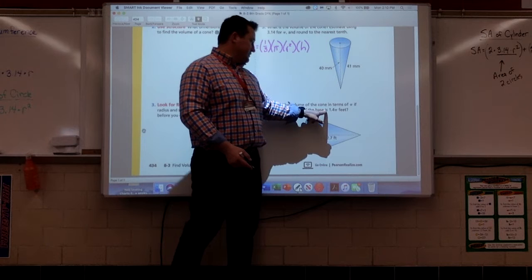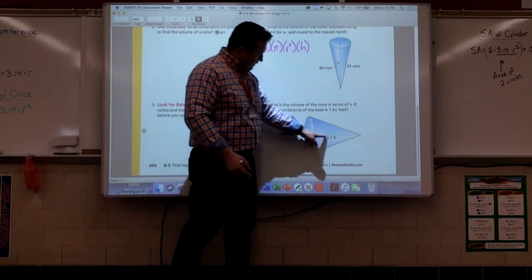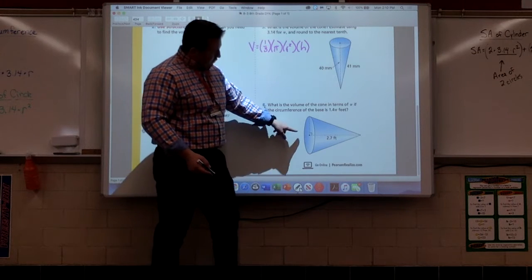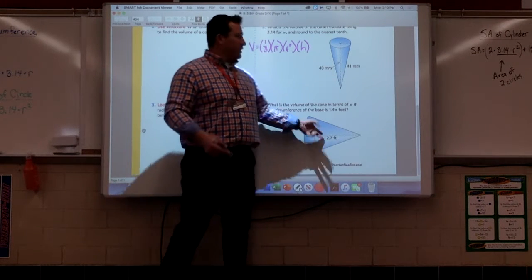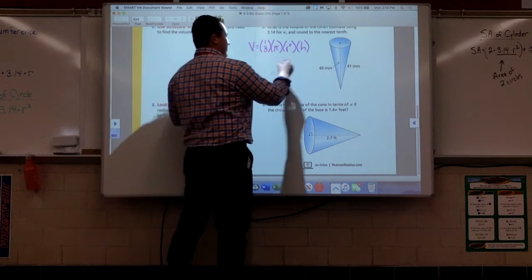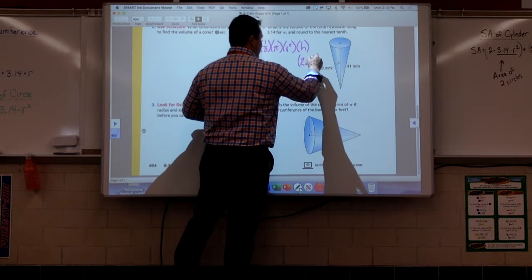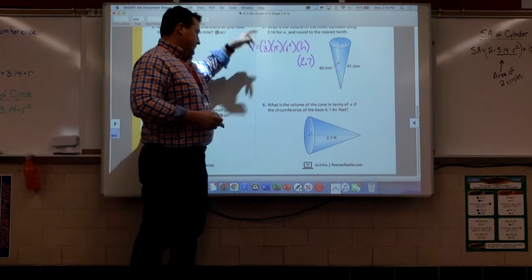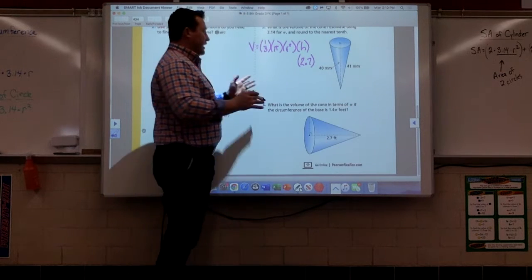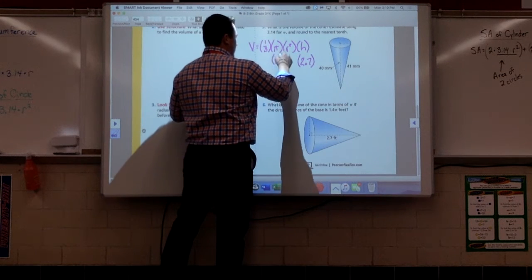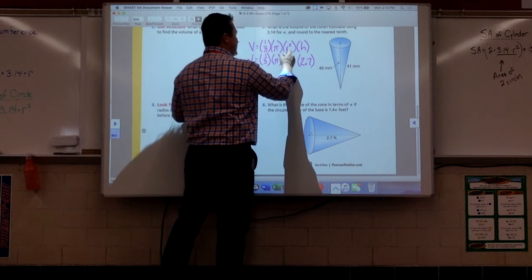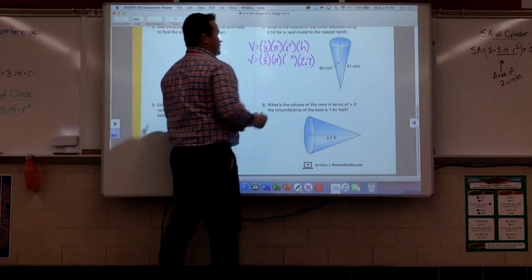I know the circumference is that, and from my picture, I have this 2.7 dimension. So 2.7, what letter should that go in for? H. Yeah, that's my height. So this is going to be 2.7. It wants to know the volume in terms of pi, so we're not going to use anything for pi. 1/3 is just cool. That's still 1/3.